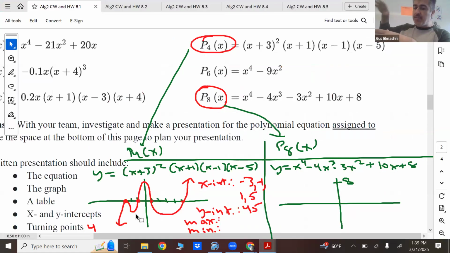So we have that. We have the max and mins. We have the x-intercept, y-intercept. I'm not going to write them out again. Domain's going to be all real. Range is all real. So let's look at P8, and then we can wrap things up after that.